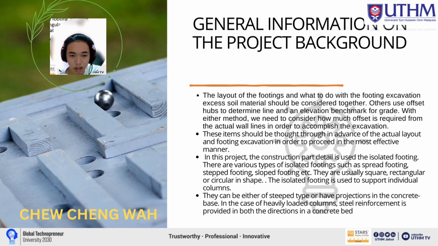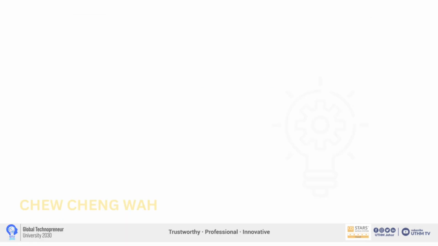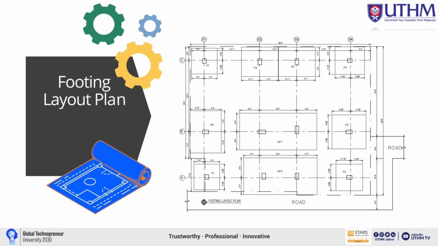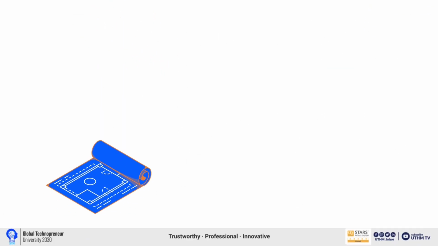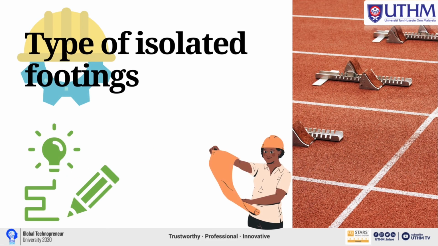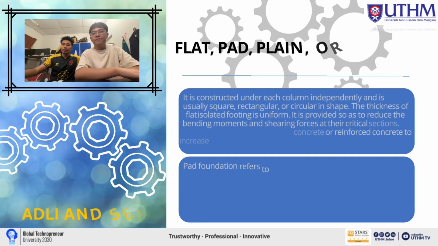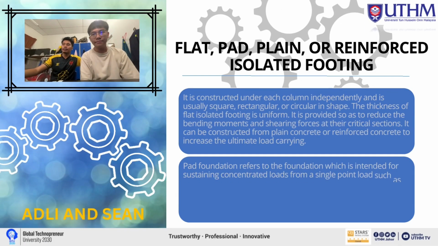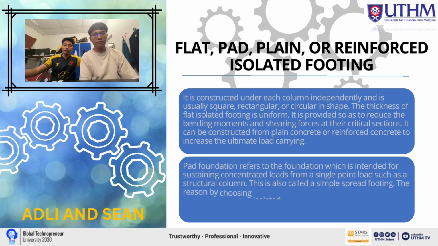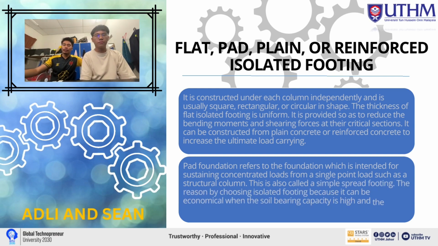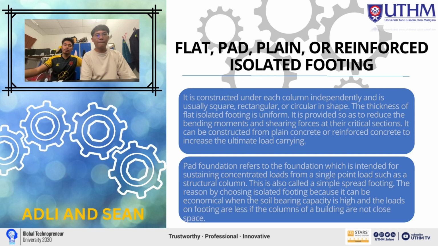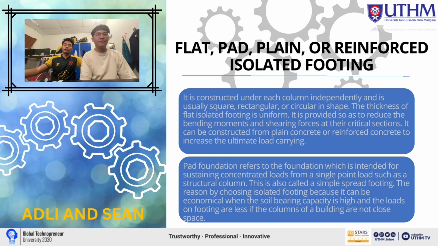And also, in this project, the construction part details use the isolated footing. So there are types of isolated footings, which are flat, pad, plain or reinforced isolated footing, and it is constructed under each column independently and is usually square, rectangular or circular in shape.